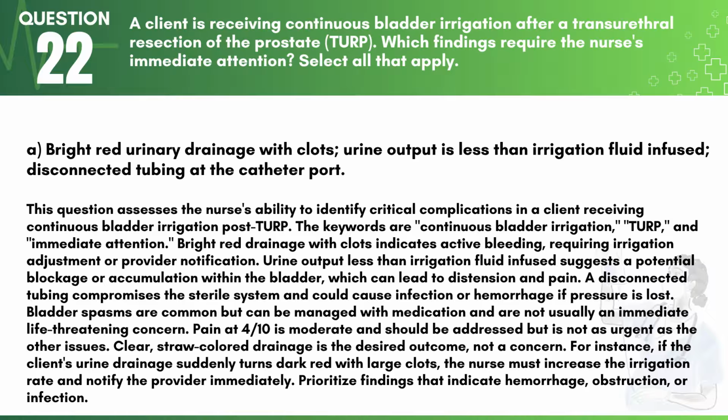For instance, if the client's urine drainage suddenly turns dark red with large clots, the nurse must increase the irrigation rate and notify the provider immediately. Prioritize findings that indicate hemorrhage, obstruction, or infection.